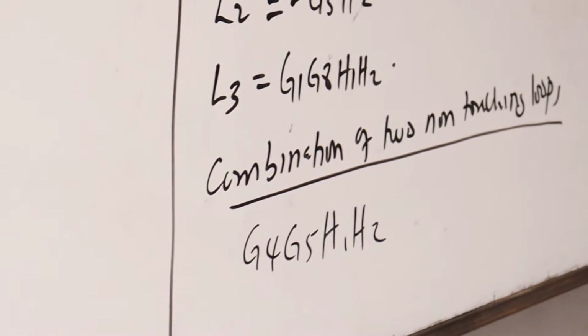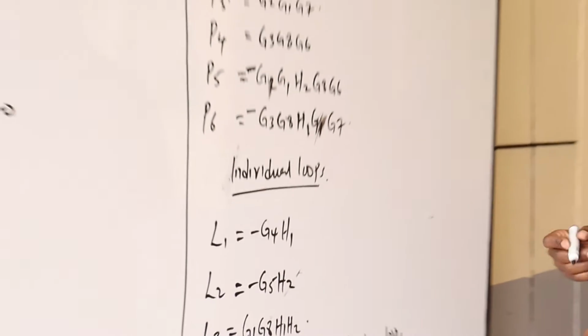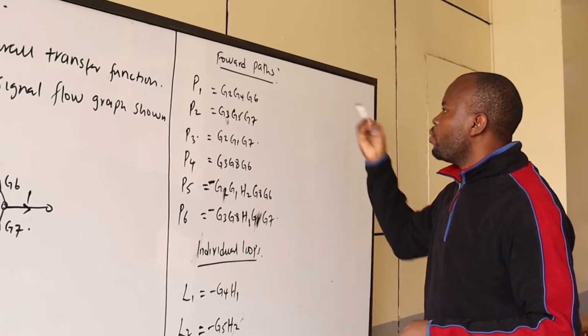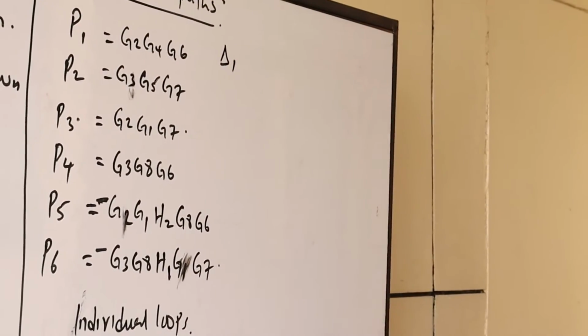From that point, we should now be able to look at the various determinants of these particular paths. So we are going to look at the various determinants of these paths, starting with P1, and its respective determinants.